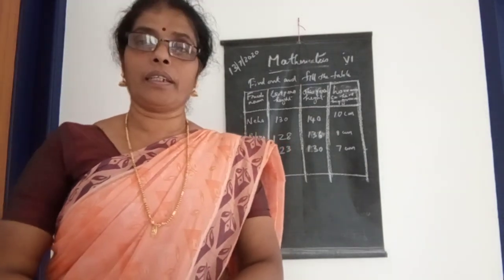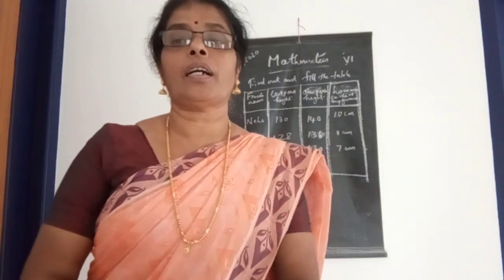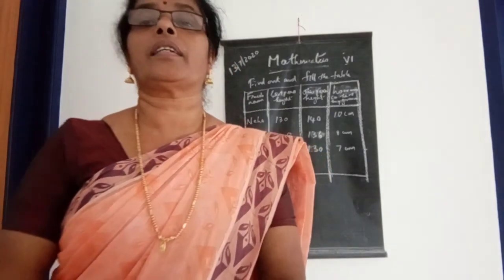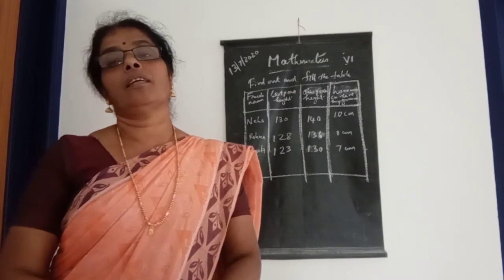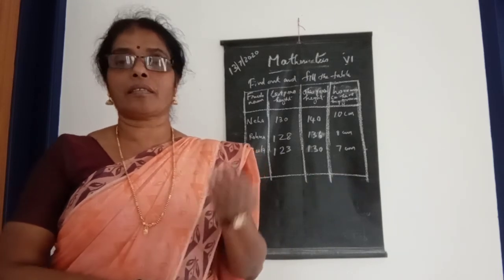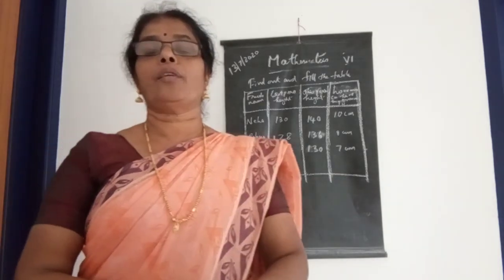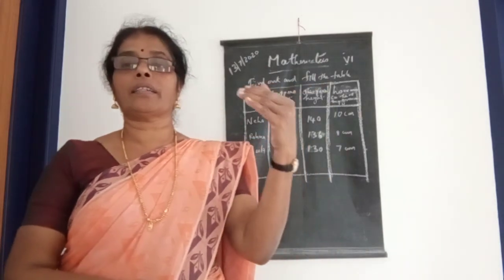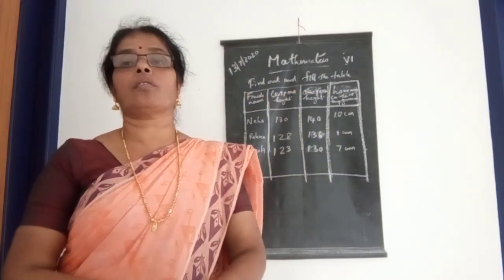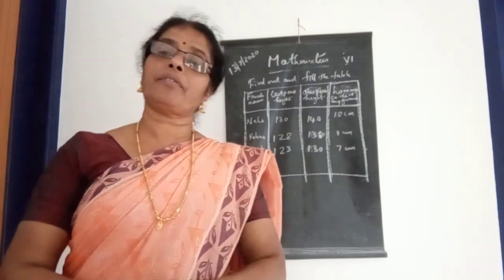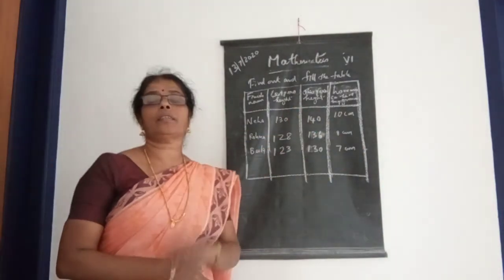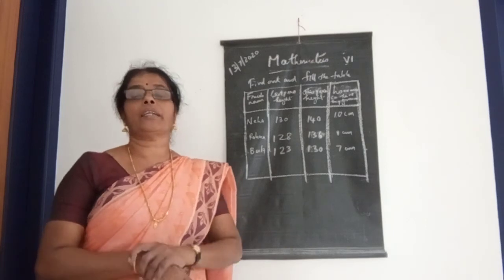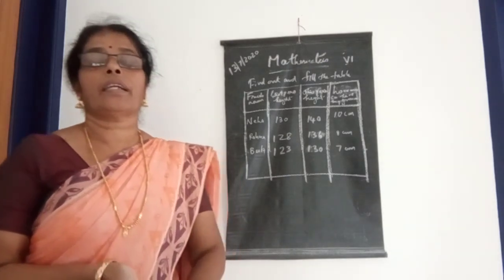Then you already learned how to take your height, isn't it? So here you have to find out your friends' last year's height and this year's height, and what is the difference between last year's and this year's height. That difference means how many centimeters they have grown up. We can find that out.